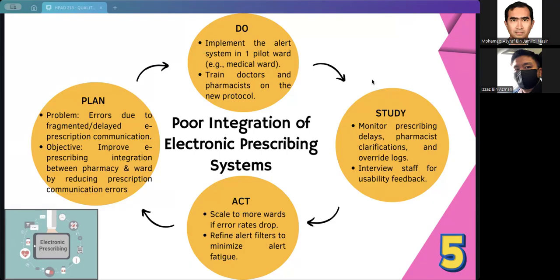How we're going to do that is by implementing the alert system in one pilot ward, for example, the medical ward. We will also train the doctors and pharmacists on the new protocol. Next, we will closely monitor the prescribing delays, which includes pharmacist clarification and override log. Additionally, we will also conduct interviews to gather essential usability feedback from our staff. On the act component, if we see a drop in error rates, we will scale the system to more wards, also refining our alert filters, which help minimize alert fatigue, which is a common issue in the system.